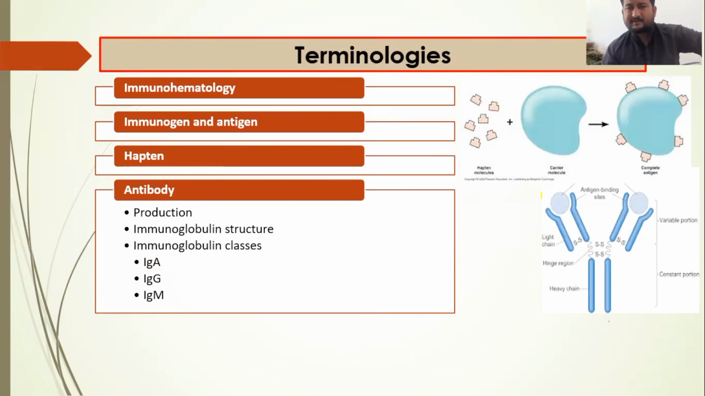The next one is classes. So classes, immunoglobulin classes. 5 types of immunoglobulins are present in our body: IgA, IgG, IgM, IgE, and IgD. IgA, IgG, and IgM, these three types of antibodies are a major part of the ABO blood group system, in which these antibodies are involved. The isotypes of the heavy chains determine the class of immunoglobulins.